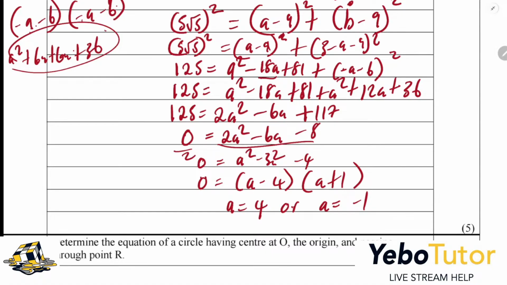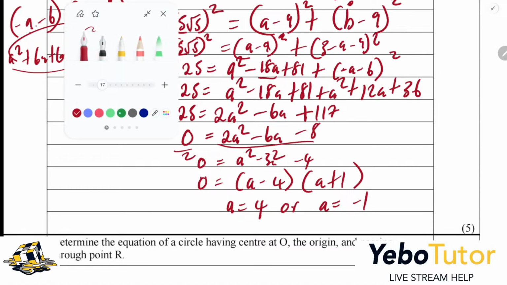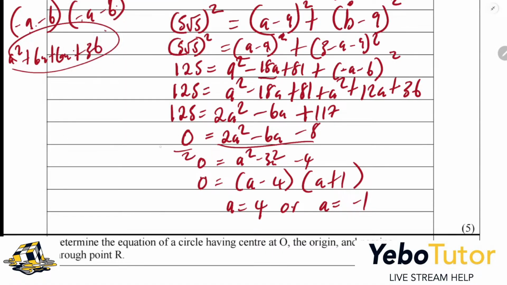Guys, please don't forget, if you don't know at this point how to find the factors, you can still use the formula x is equal to negative b plus or minus the square root of b squared minus 4ac, all over 2a, so that you can get the values.